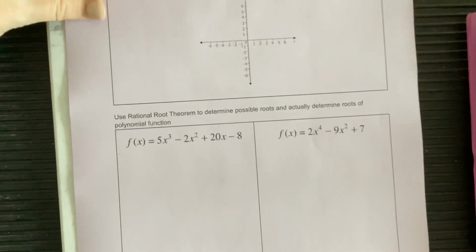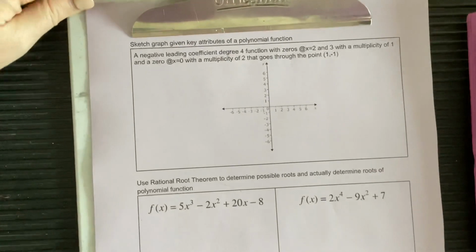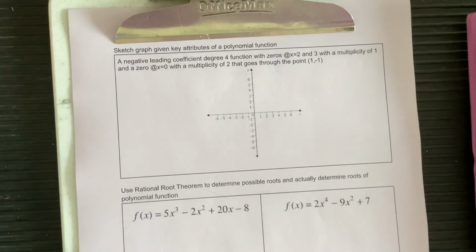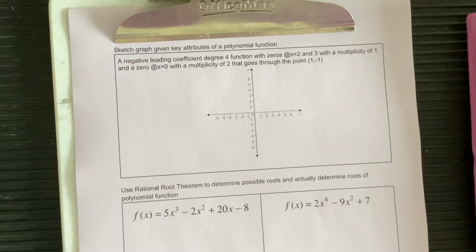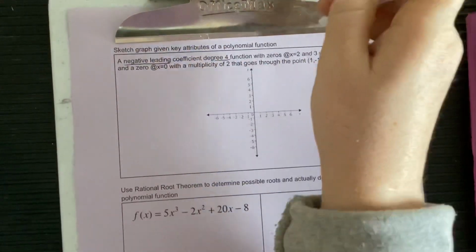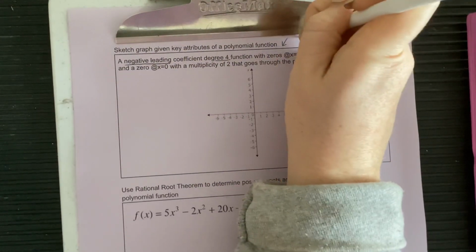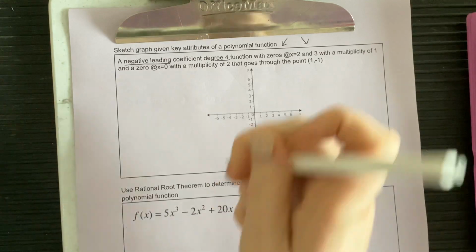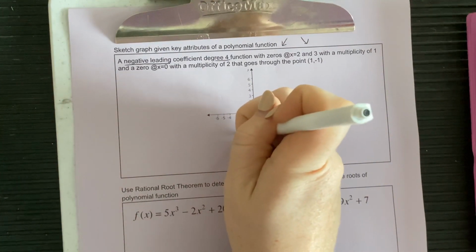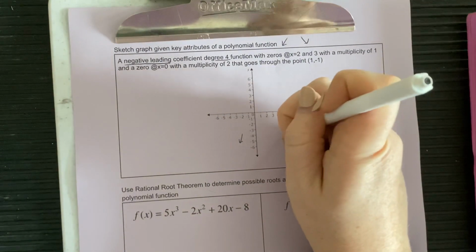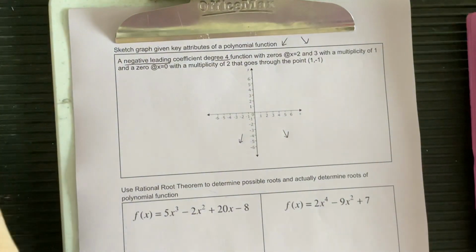All right, so on this next page, we're going to start by using the same verbal description that was given, and then we're going to go from there. It says that it has a negative leading coefficient and is degree 4. If I hear negative leading and degree 4, I know my end behavior is going down on both sides. So I'm thinking it's going down this way, and going down this way.